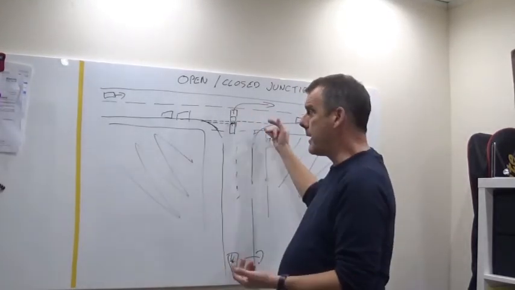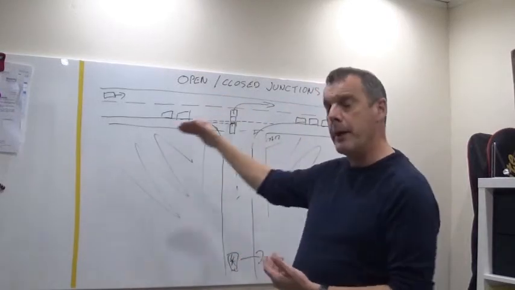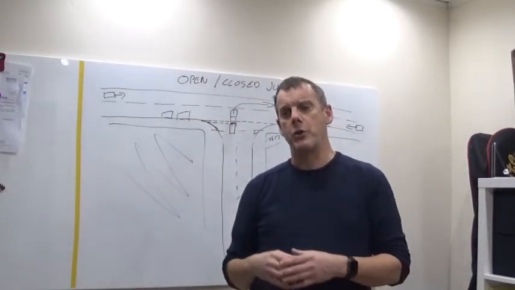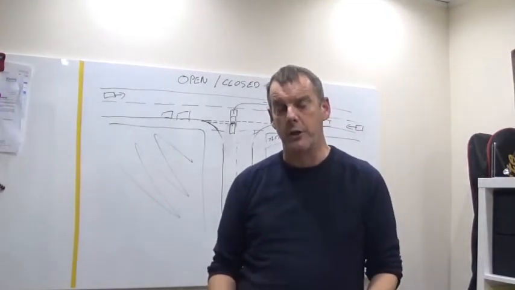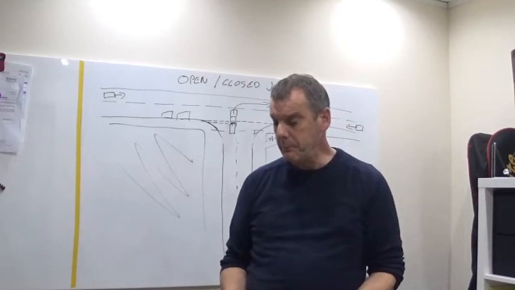Remember, when we're coming out of junctions and things like this, we shouldn't be affecting traffic on that major road. We shouldn't be causing them to slow down or change direction or have to take any action because we've come out of that junction. So that's the sort of thing that you really need to think about.